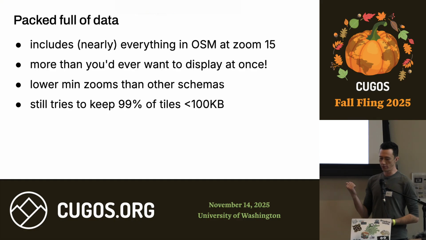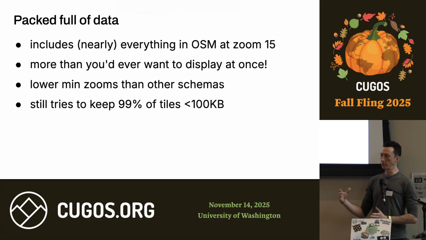So as I mentioned, Sourdough tiles are packed full of data. At zoom level 15, which shows kind of the scale of like a few city blocks, it includes nearly everything that's in OpenStreetMap. Which is more than you would ever want to responsibly display at once. But it gives you choices about what to highlight.